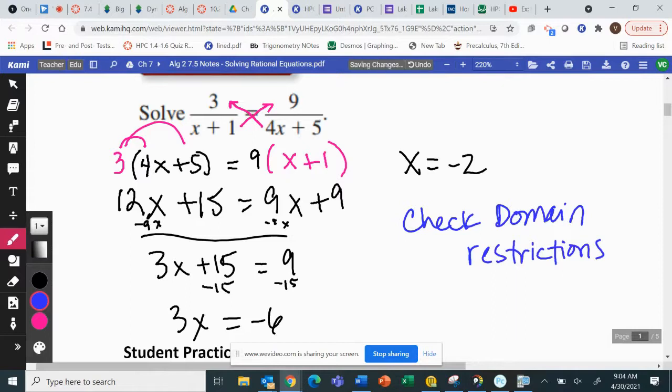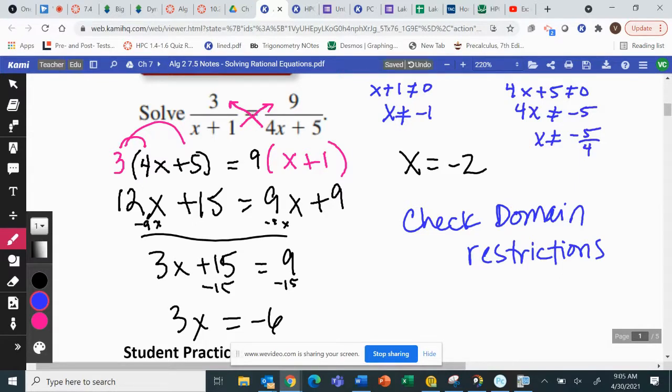We also have to check domain restrictions. I probably should have just done it from the start. I just keep forgetting because I've done this so long that I just do it automatically, but I forget to say it to you guys. So I'm going to go back and check the domain restrictions from the start. I have x plus 1. So if x plus 1 cannot equal 0, then x cannot equal negative 1. I also have 4x plus 5 cannot equal 0. So 4x cannot equal negative 5. So x cannot equal negative 5/4.